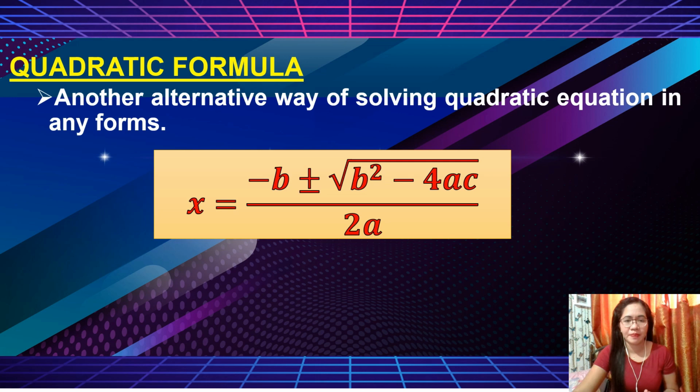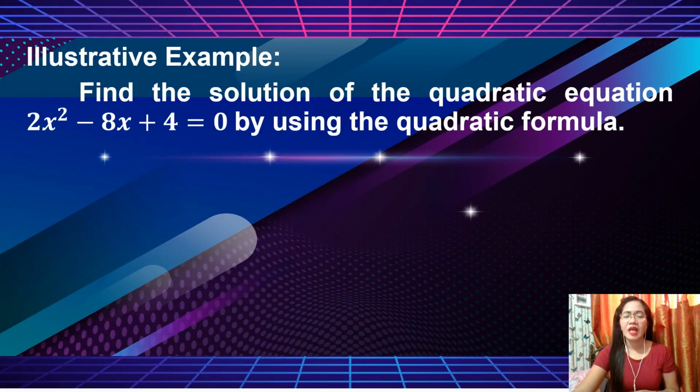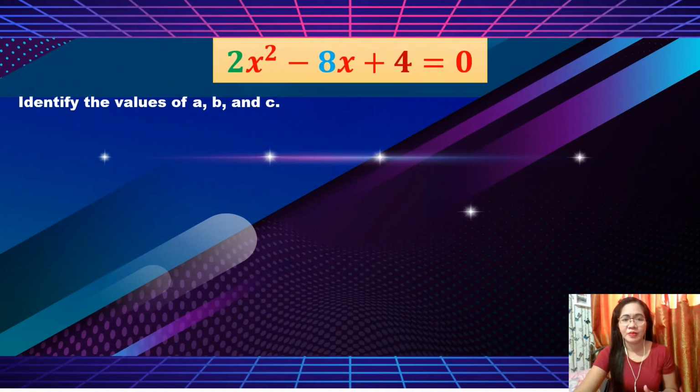Now, for example, find the solution of the quadratic equation 2x squared minus 8x plus 4 equals 0 by using the quadratic formula. Now, what is the first step? Since the given is already in standard form, you are going to identify the values of a, b, and c.